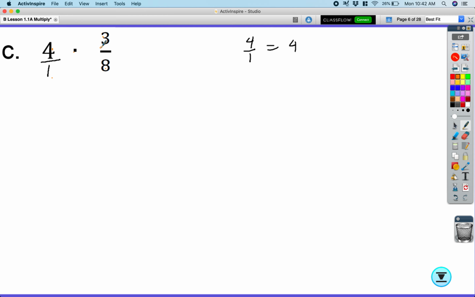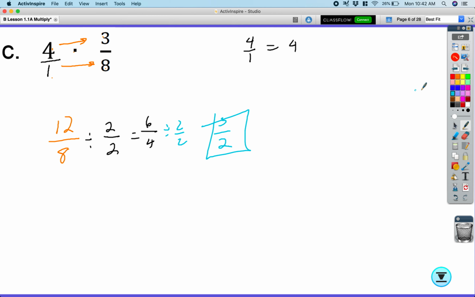Now sometimes students ask me, what if I don't cross simplify first and I just multiply straight across? That's no problem. You're still going to get a correct answer. You just need to simplify. If you look at this, you're like, oh, it's not completely simplified. What can I simplify the numerator and the denominator both by? You might say, hey, look, they're both divisible by 2 to get 6 over 4. And then you look at that again, and you're like, oh, they're both divisible by 2 again. 6 divided by 2 is 3. 4 divided by 2 is 2. And here's your final answer right there.